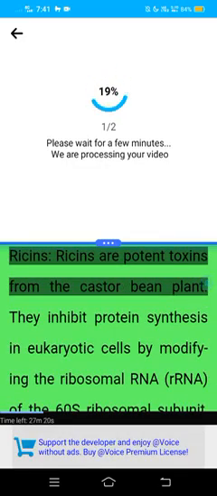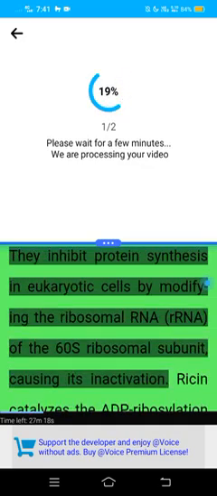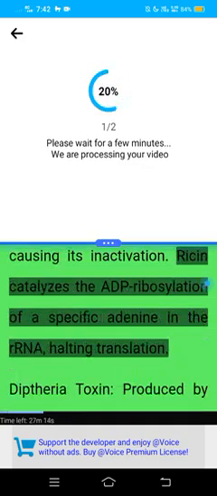Ricin. Ricin is a potent toxin from the castor bean plant. It inhibits protein synthesis in eukaryotic cells by modifying the ribosomal RNA, rRNA, of the 60S ribosomal subunit, causing its inactivation. Ricin catalyzes the ADP ribosylation of a specific adenine in the rRNA, halting translation.